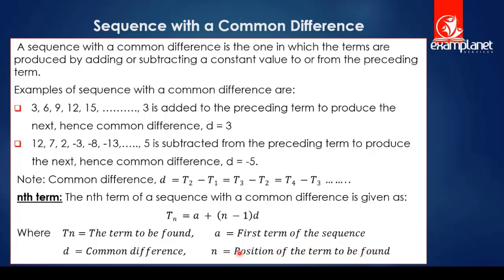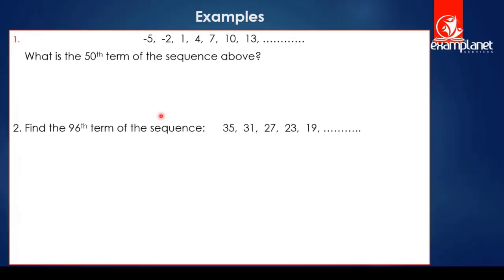So meaning if you are finding the 20th term, our n will be 20. If you're calculating the 17th term, our n will be 17. If you are finding the 91st term, our n will be 91. Alright? So that is how we calculate any member of the sequence without stressing ourselves. So let's look at some simple examples here.